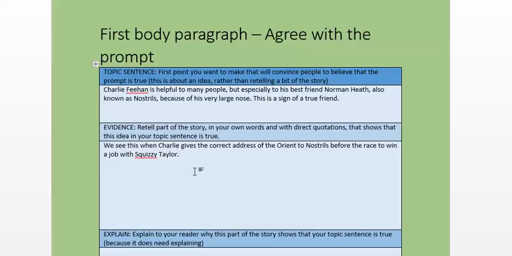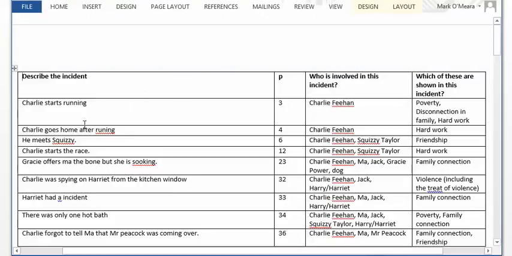So what I want to do now is get an example to show this. Charlie starts running, Charlie goes home after running, he meets Squizzy, they start the race. That's on page 12. I open page 12 of my book, there it is. And you're on a winner there, better get going. Okay.